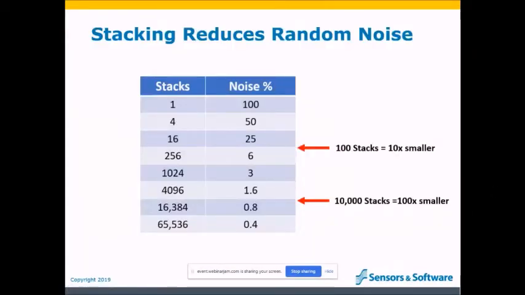Here's the same idea in a table. The numbers of stacks shown here on the left are the numbers of stacks available in sensors and software GPR systems. Stacking data 100 times reduces the noise level 10 times, to 10% of the noise at one stack. Stacking the data 10,000 times reduces the noise 100 times, to 1% of the noise at one stack.